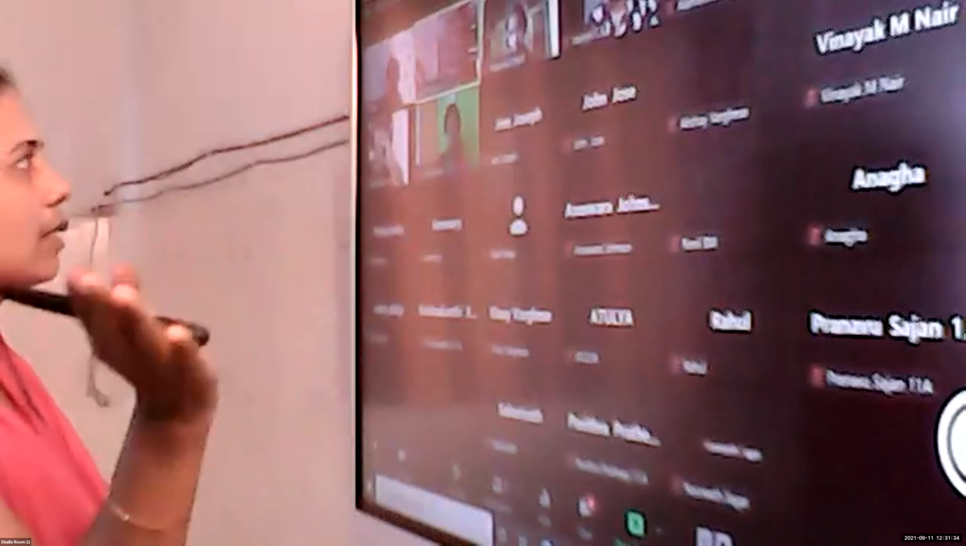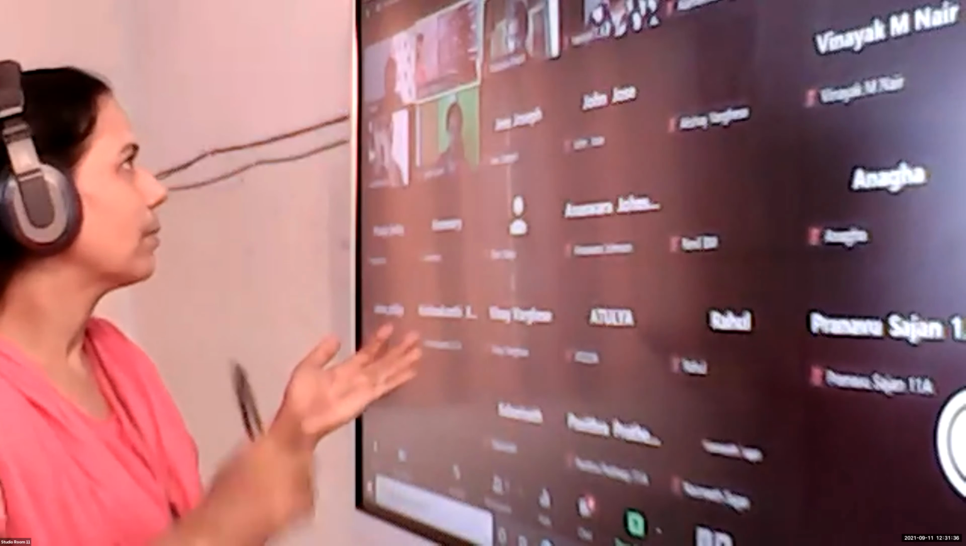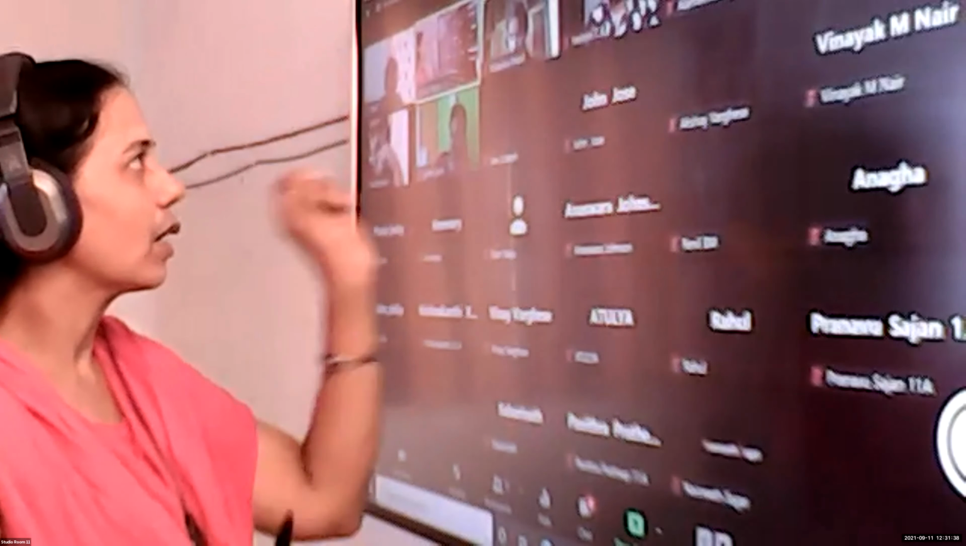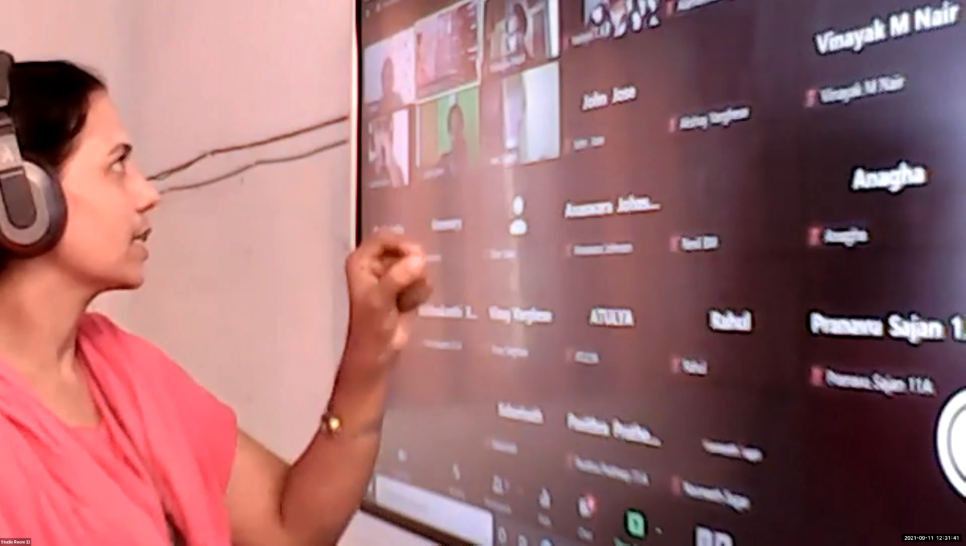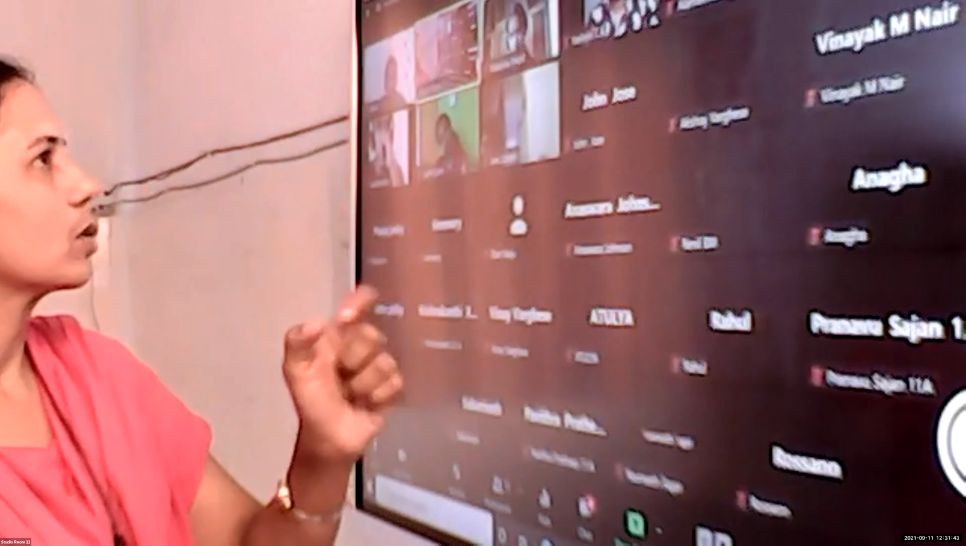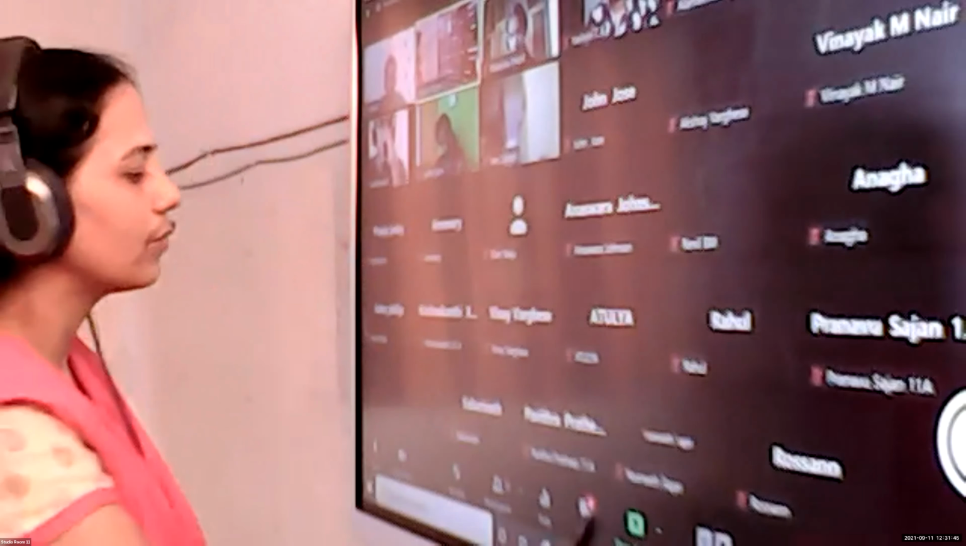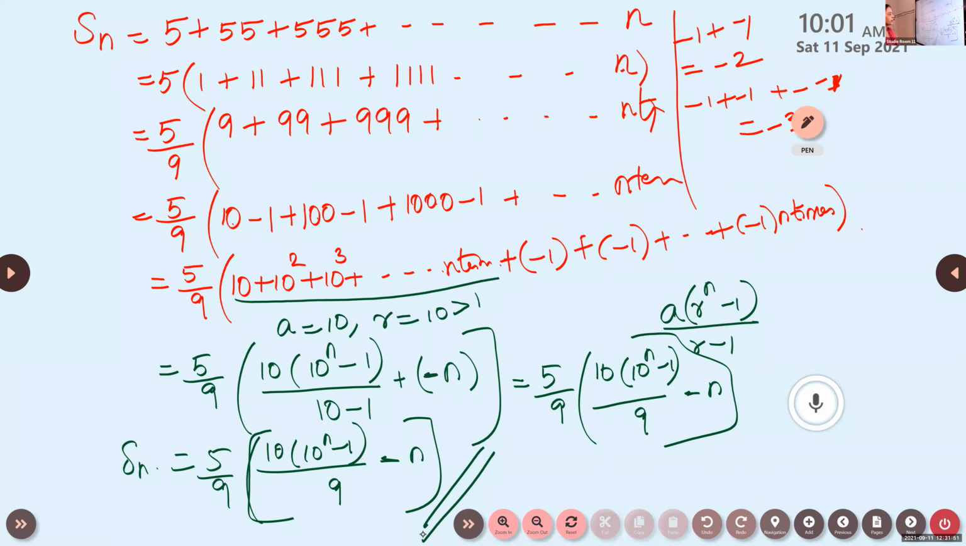Whatever may be the number, the method is same. Take the number outside, multiply and divide by 9. 9, how can we write? 10 minus 1. 99 means 100 minus 1. So we express everything in the powers of 10, and then we will get a GP and minus 1 n times. Apply the formula for Sn. Minus 1 when added n times, we will get minus n. And we conclude the sum.